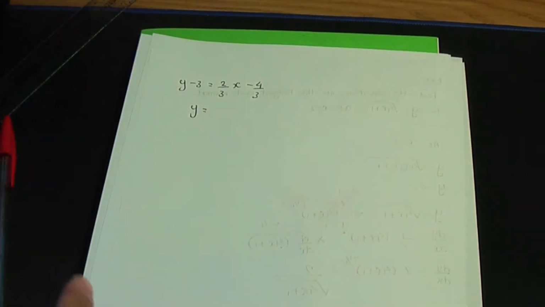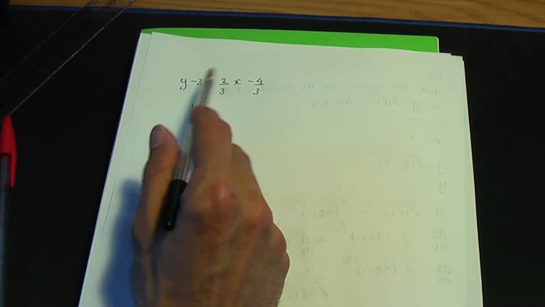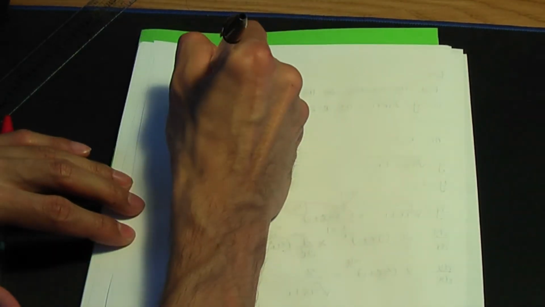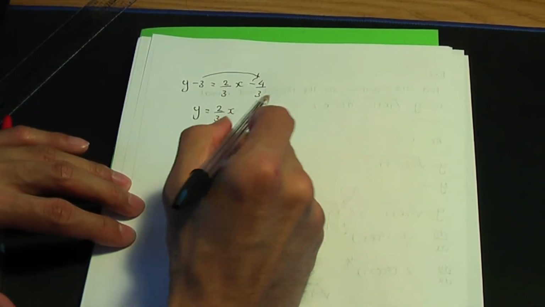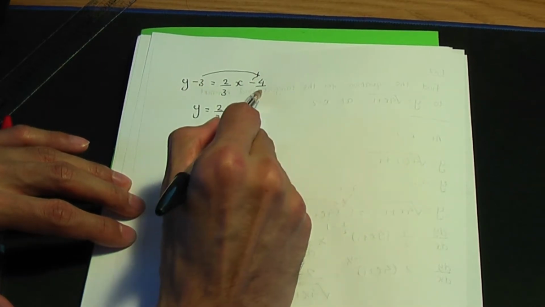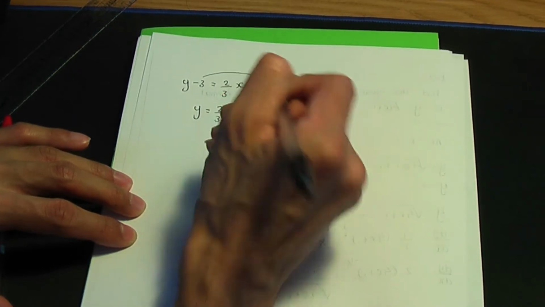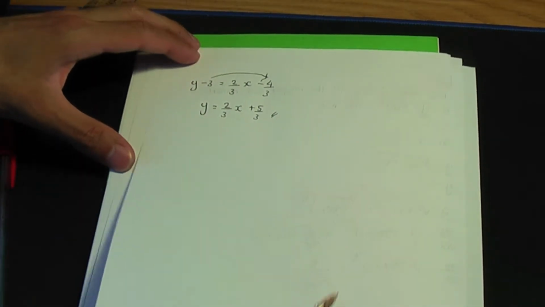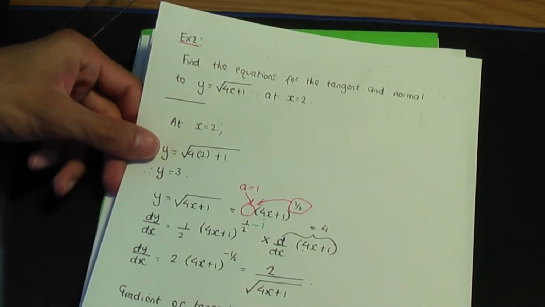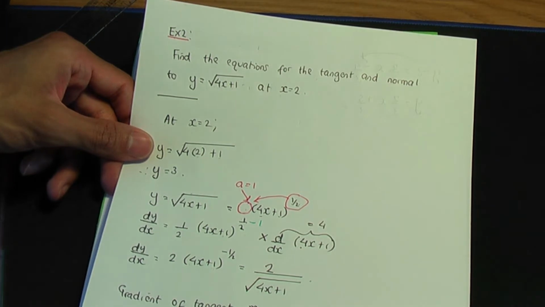Okay? So if I take the minus 3 to the right hand side, we're going to have y is equal to 2 over 3x and minus 4 over 3 plus the 3, okay, that will give us 5 over 3. So that is the equation of the tangent, okay? So that's the first part of the problem done, but we're not finished by all means, and we need to work out the equation of the normal as well.